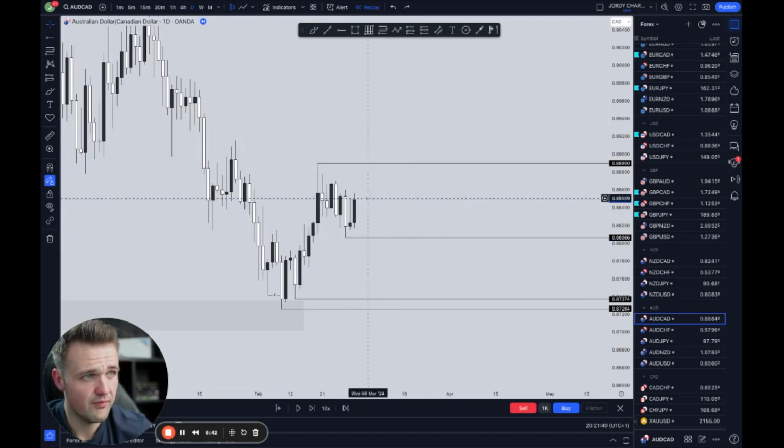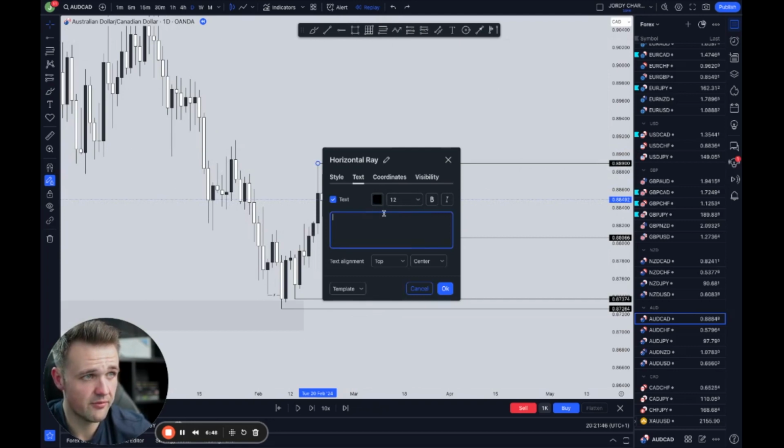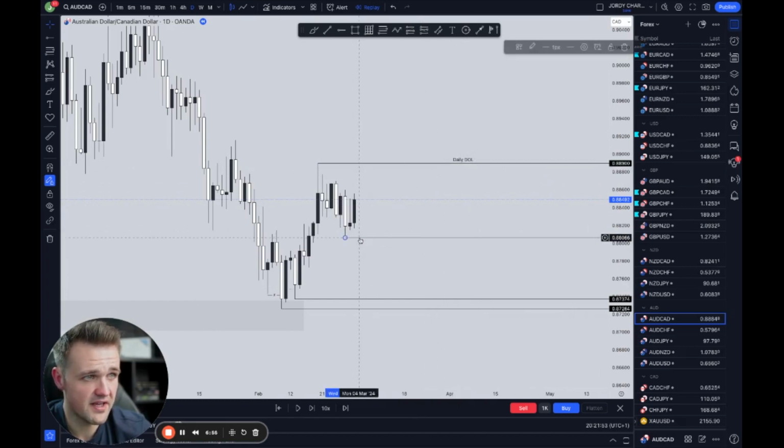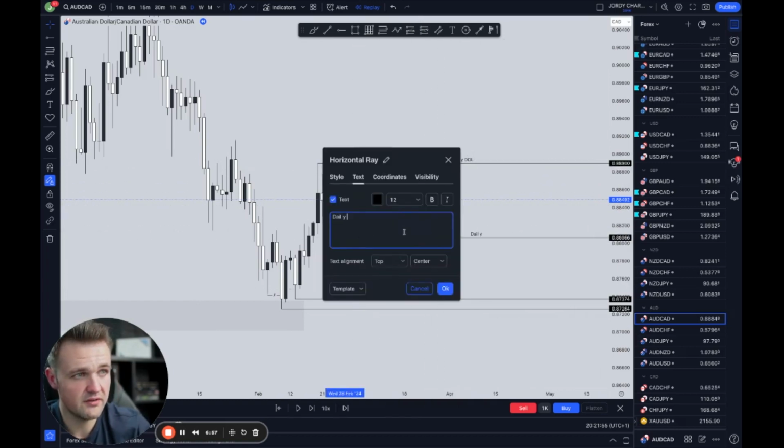So what is happening here? If I want to trade to this side, this is my daily bias, this is my daily target. So let's put a target over here. So this is my daily draw on liquidity. And this at the bottom is my daily draw on liquidity.